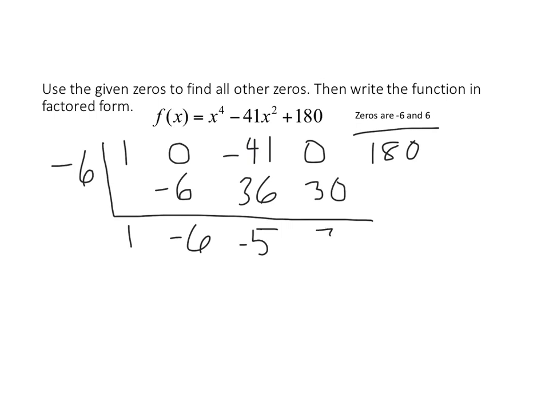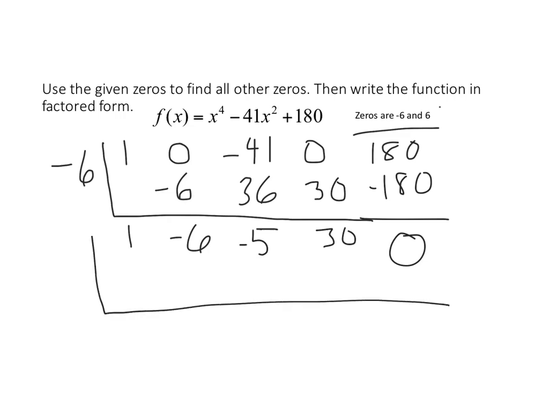Add those vertically, we get 30. 30 times negative 6 is negative 180, which is what we wanted because we know it's a 0, so our remainder should be 0. All right, now I can just jump right to another synthetic division problem since I know that one of my zeros is 6.